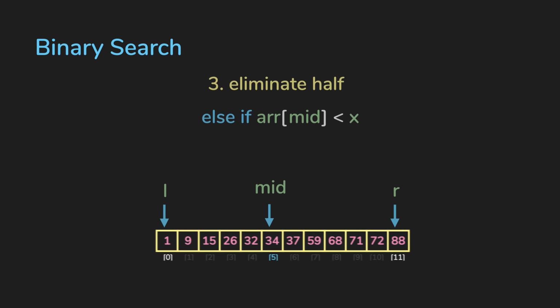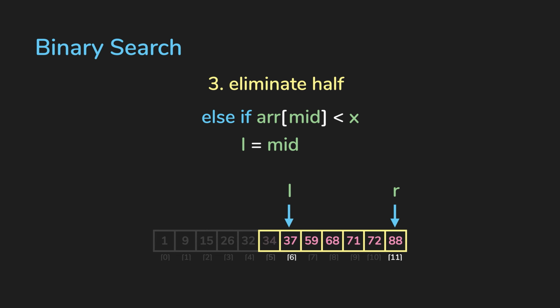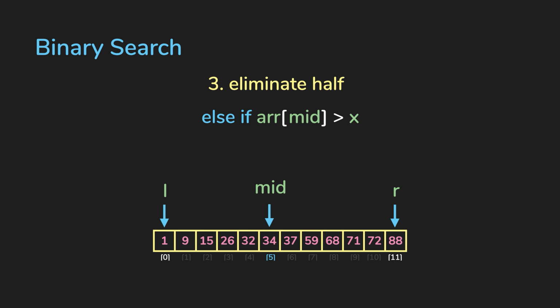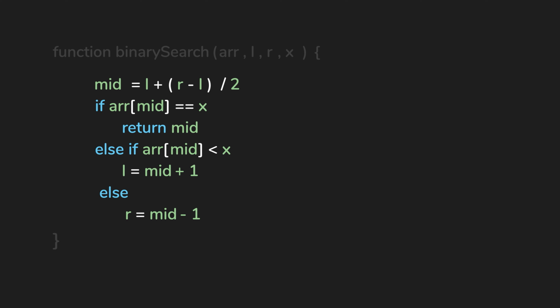But if x is greater than the middle value, we will eliminate the left half of the array. We will do that by reassigning mid to L. We know that the middle value is not x, so we'll exclude that too, by assigning mid + 1 to L. If x is smaller, we'll just do the opposite. We'll assign mid - 1 to R. This will be the last condition, and we'll just put that in an else statement.